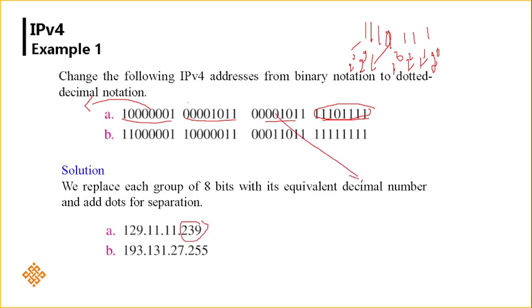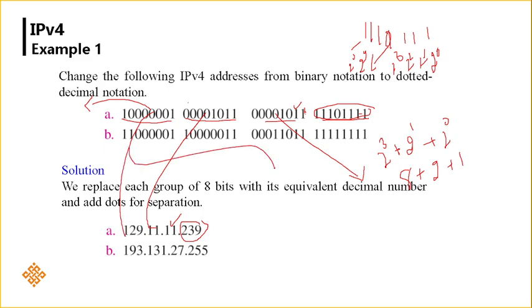So if you try this one, 1 is there, so 2 power 0, plus this one is also 1, 2 power 1, plus 0 of 2 power 2, then 1 is 2 power 3. So the remaining all zeros we can just neglect. So 2 power 0 is nothing but 1, plus 2 power 1 is nothing but 2, plus 2 power 3 is nothing but 8. So 8 plus 2 plus 1 is 11. So this is what 11. Similarly, you can convert this into decimal and this into decimal. So the same thing you can do for this also. So this is how you are going to convert binary notation into decimal notation.